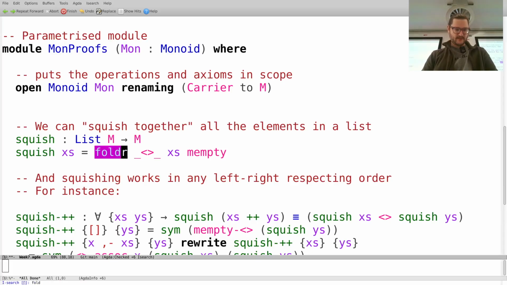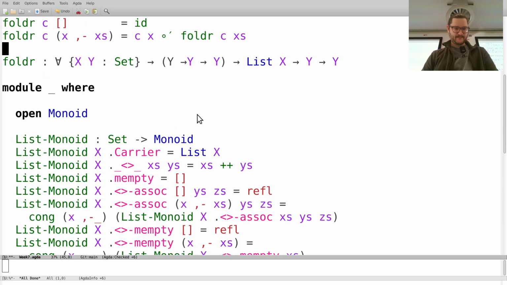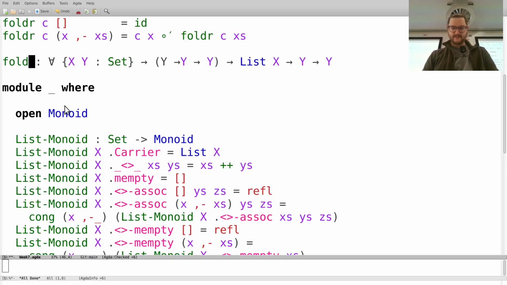If I can stop jumping around. Oh, I didn't rename it.